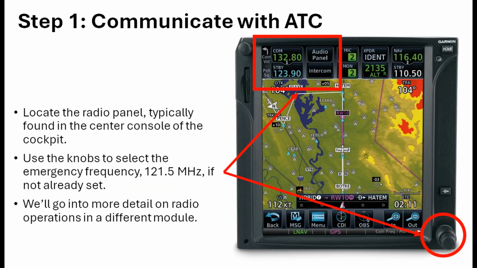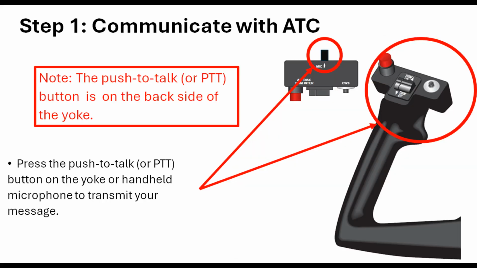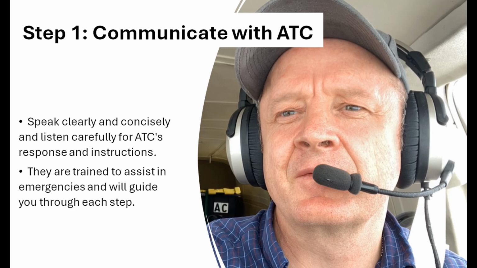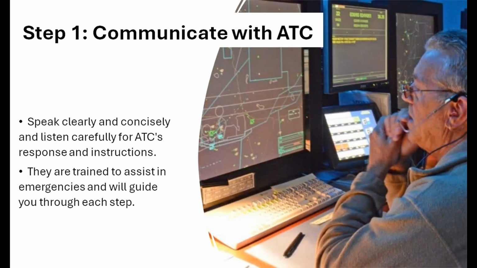Locate the radio panel, typically found in the center console of the cockpit. Use the knobs to select the emergency frequency, 121.5 MHz, if not already set. We'll go into more detail on radio operations in a different module. Press the push-to-talk, or PTT, button on the yoke or handheld microphone to transmit your message. Speak clearly and concisely and listen carefully for ATC's response and instructions. They are trained to assist in emergencies and will guide you through each step.